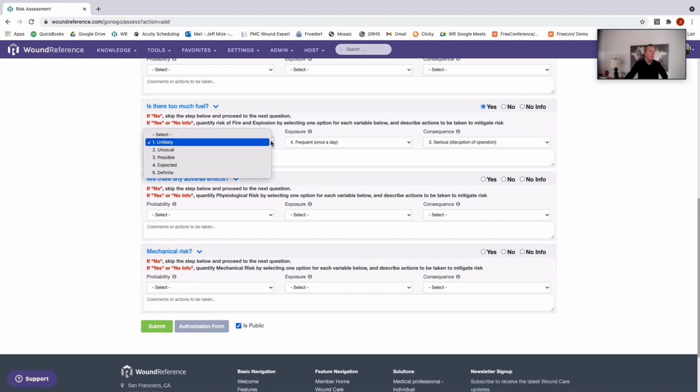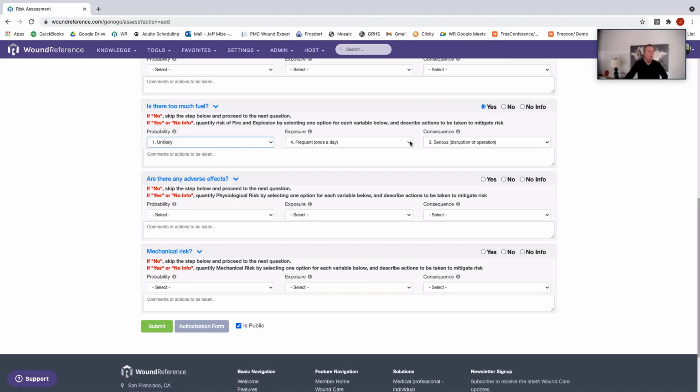Is it unlikely, unusual, possible, expected, or definite that this is going to produce a situation where there's too much fuel in the chamber? Well, it's unlikely. Typically, Zeroform dressings are covering a small portion of the body. However, in many cases, it may be possible or may be expected, but in this situation, it's unlikely.